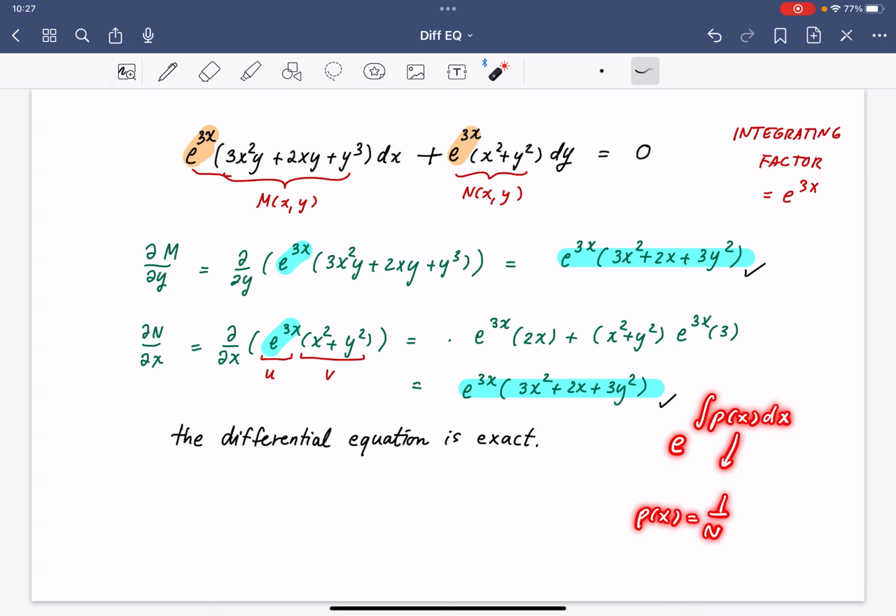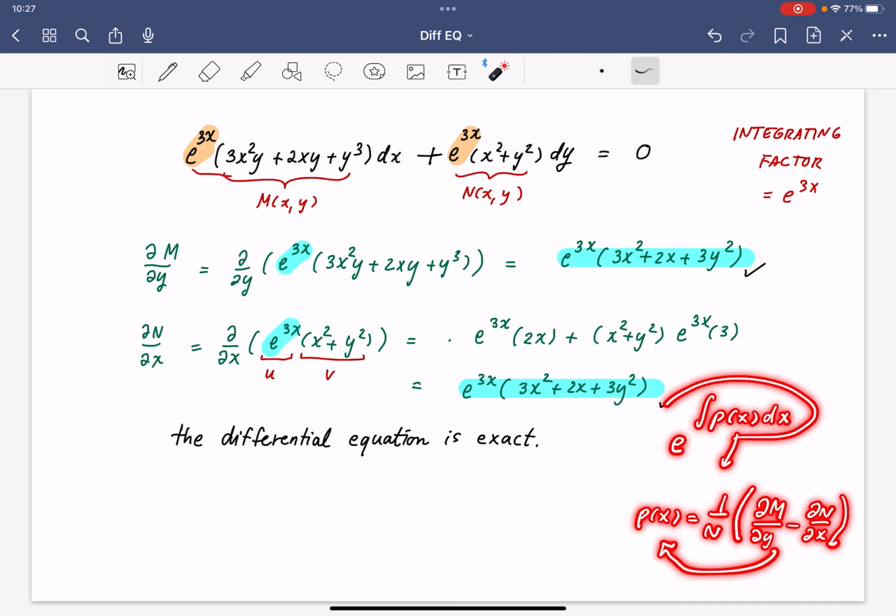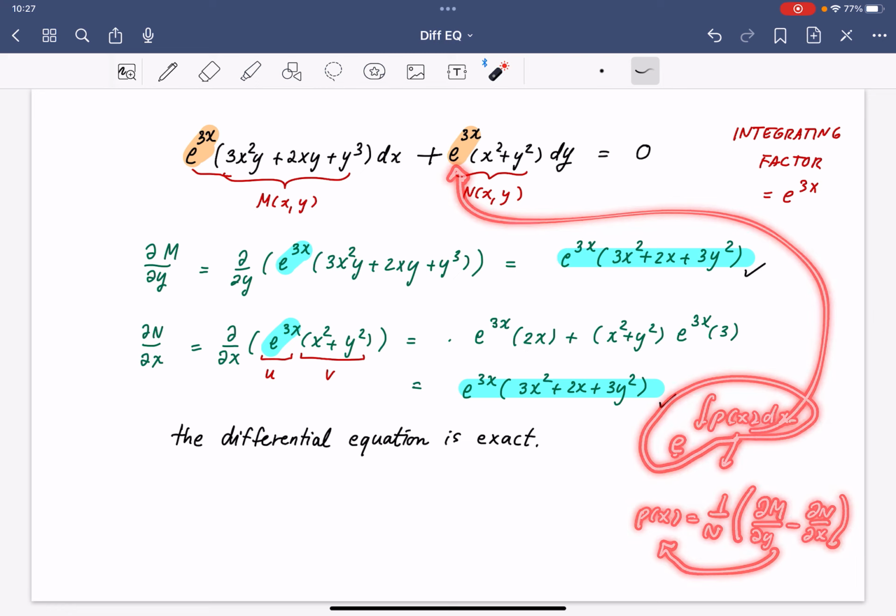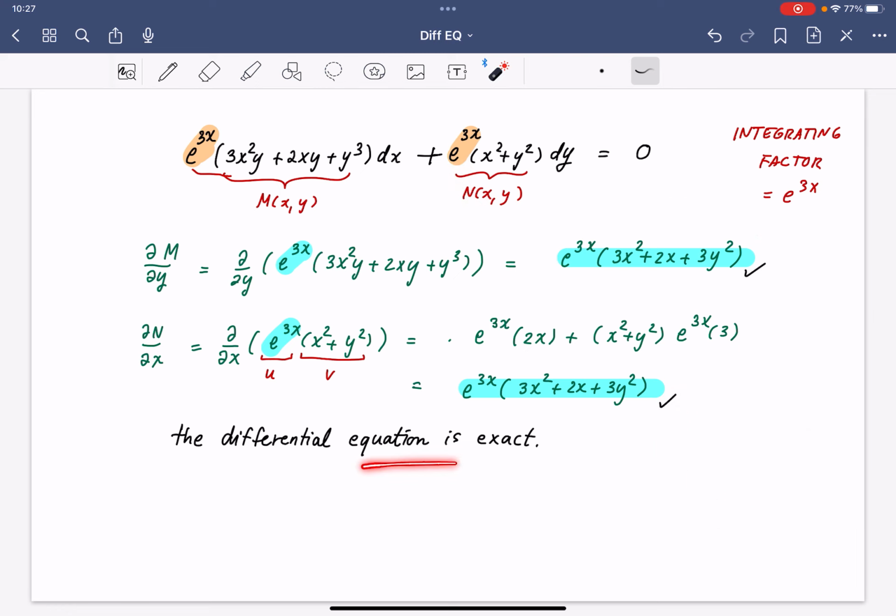is 1 over N times differentiate M with respect to y minus differentiate N with respect to x. Once you compute that and it's only in terms of x, you have the integrating factor e to the integral of p(x) dx, and then you multiply it back to this equation, and it's guaranteed to be an exact differential equation now. You don't have to memorize the formula because it's going to be given.